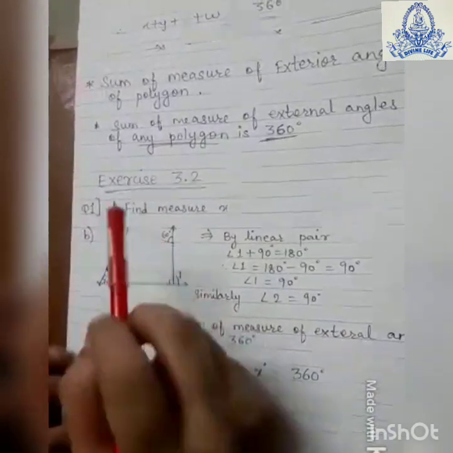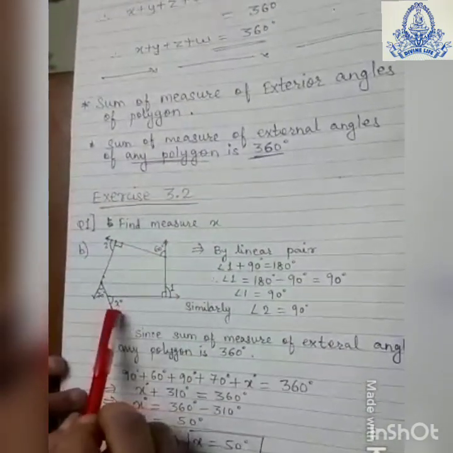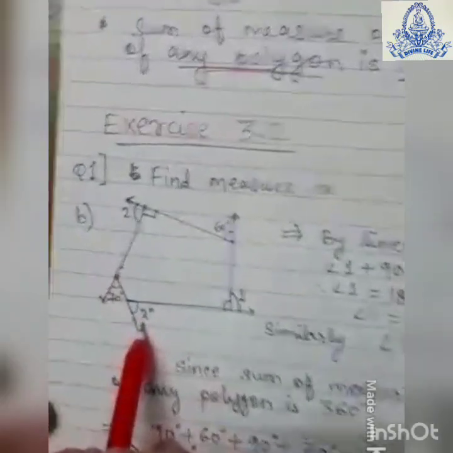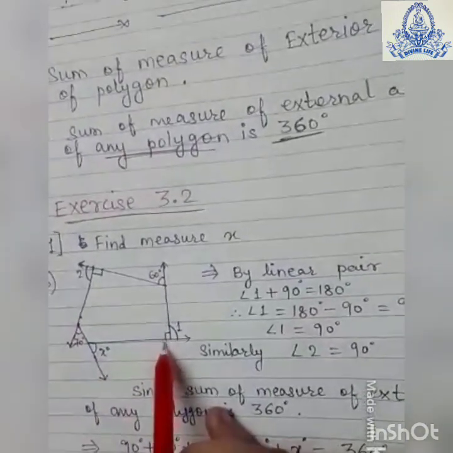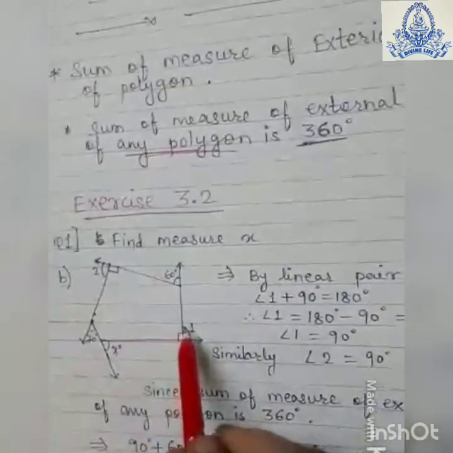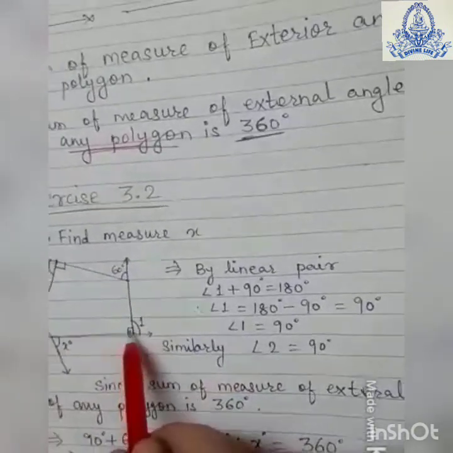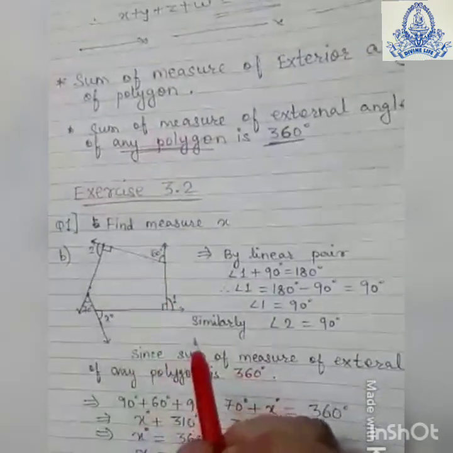See question number 1. Find measure x. See where it is x? Yes, here it is. Here we have to find measure of angle x. Now this is 90 degrees. This is also 90 degrees. But these angles are not given. So obviously it is by linear pair. If it is 90, then this is also 90. But still we will find.